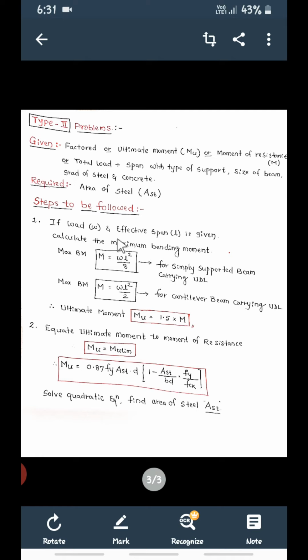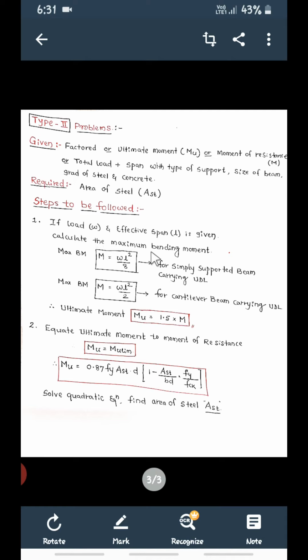Okay, so what are the steps to be followed? The steps for finding the area of steel will be like this. The first step: if the load, total UDL small w, and the effective span L are given, then instead of M or Mu directly, they will give the load and the effective span.